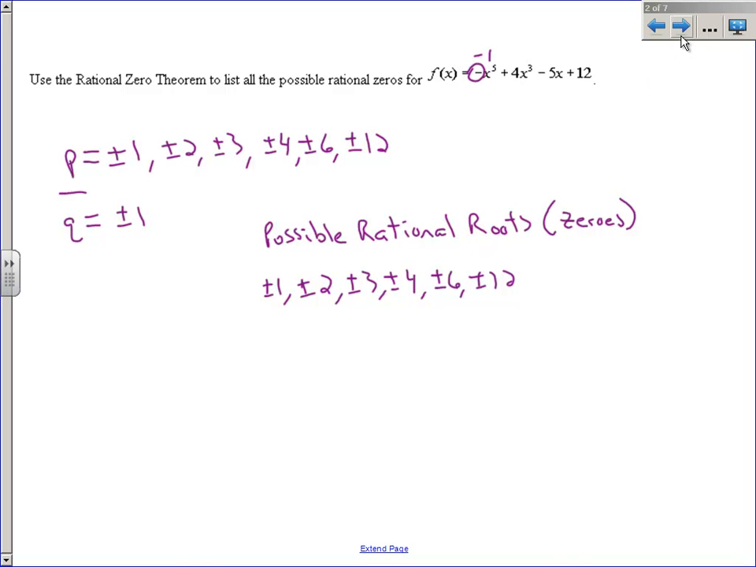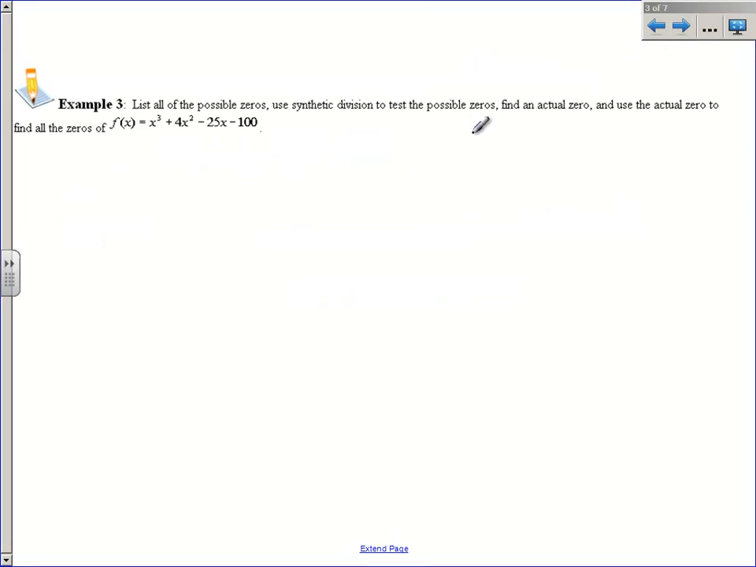Okay, now we're going to list all of them. We're going to use synthetic division to test them, and I'm going to give you some hints on what to try, and then we're going to find a zero. We're going to break it down and find all the zeros. So here is a polynomial, and our goal is to factor it all the way down to find all the roots. And so what we're going to do is start by listing all the possible zeros.